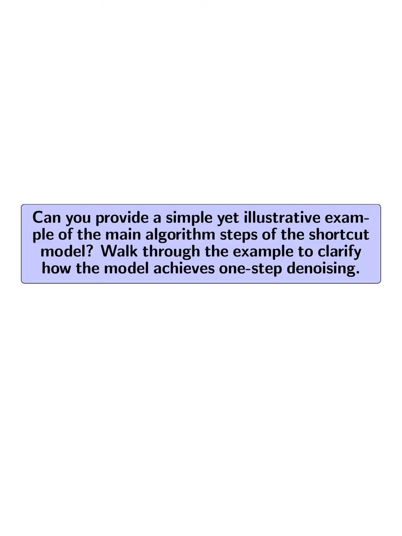Can you provide a simple yet illustrative example of the main algorithm steps of the shortcut model? Walk through the example to clarify how the model achieves one-step denoising.